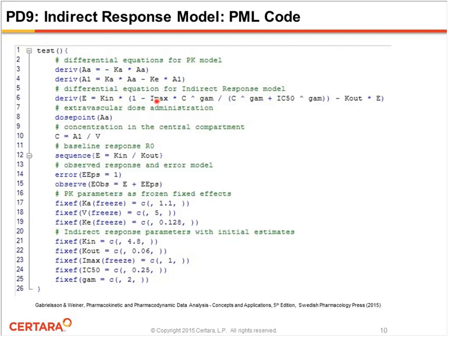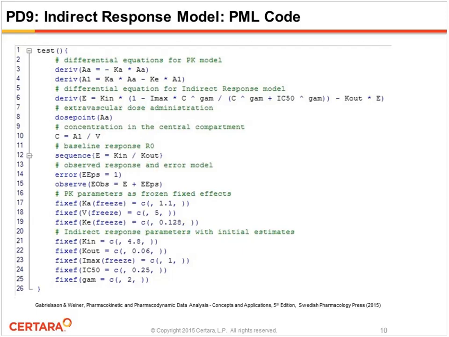For the indirect response model, we have this expression here, and this was shown in the presentation slides. To indicate that the dose is extravascular, the dose point is delivered to the absorption compartment. And the concentration in the central compartment equals the amount in the central compartment divided by the volume of distribution. To set the initial conditions for the response, baseline response R at time zero, we use the sequence statement, sequence E equals Kin divided by Kout.